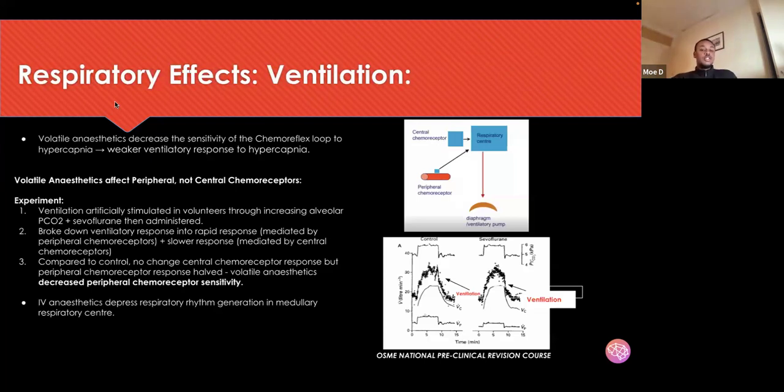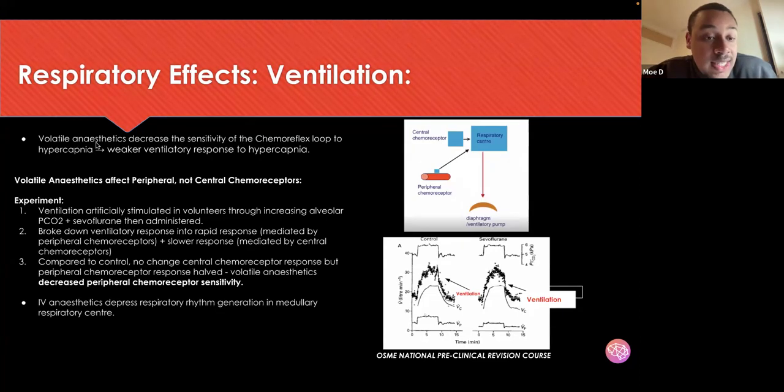And now going on to the respiratory effects of anesthetics, now looking at ventilation. So just to recap, what happens is peripheral chemoreceptors and central chemoreceptors detect a drop in PO2 or an increase in PCO2. And when they detect that, they increase their firing to the respiratory center, which then increases the firing to the diaphragm via the phrenic nerve. And this is the chemoreflex loop.